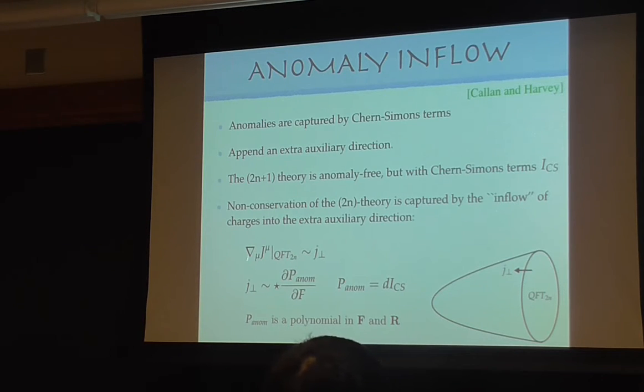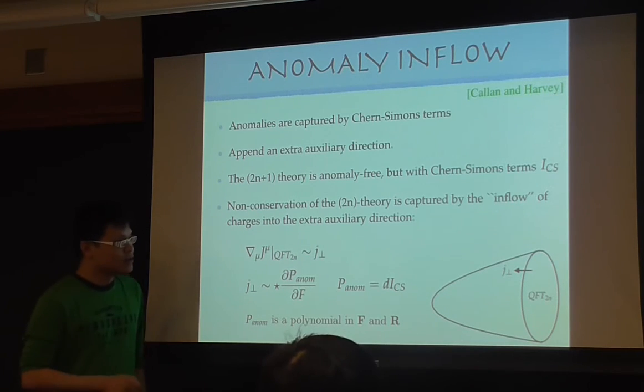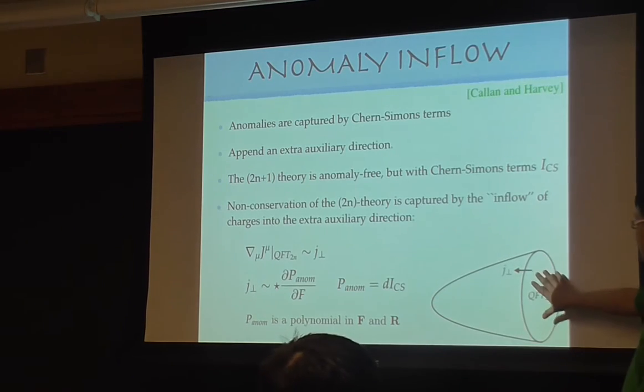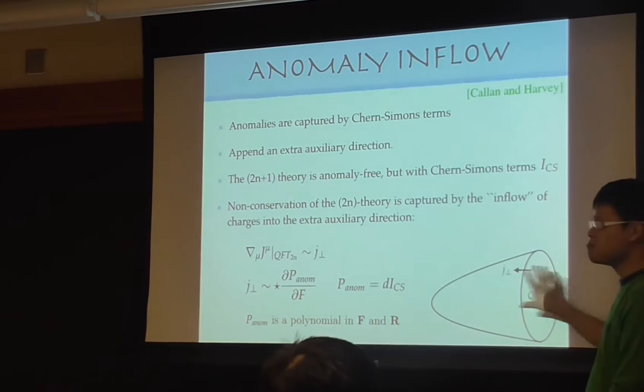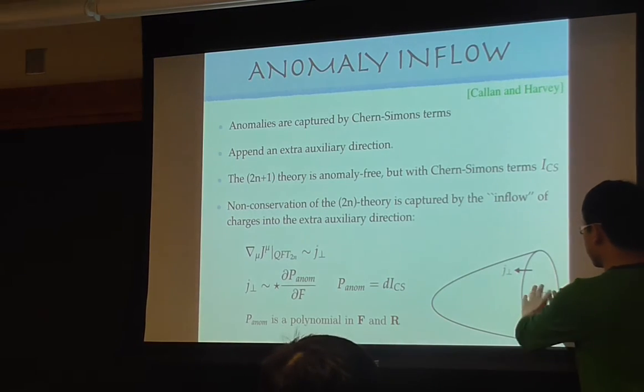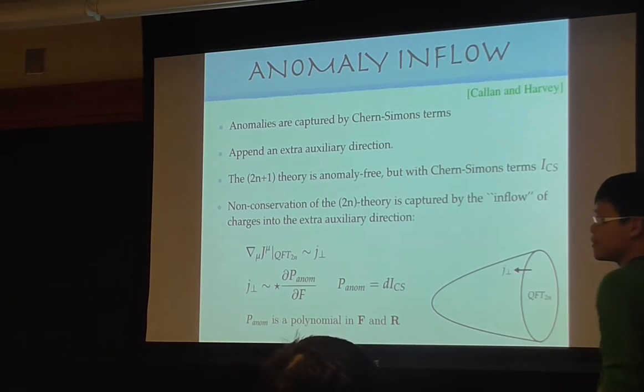Now you can do all this triangle, hexagon computation, and the way to summarize the result, which goes back 10, 20 years ago, is to think about Chern-Simons terms. So this is anomaly inflow. This picture has nothing to do with AdS/CFT. Let me stress that. If you have a QFT in 2n dimensions, it's more convenient to put it on the boundary of a manifold one dimension higher. As long as you don't affect the dynamics here, you can extend it in any trivial way you want.